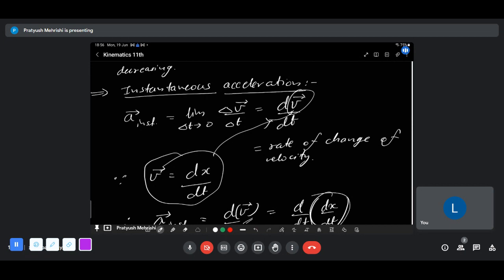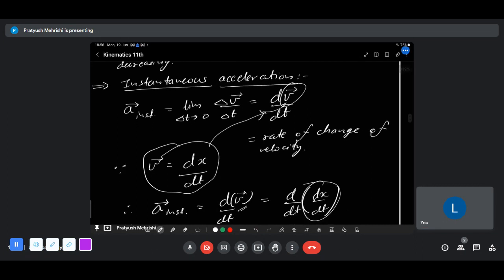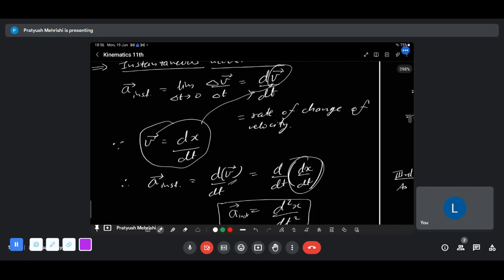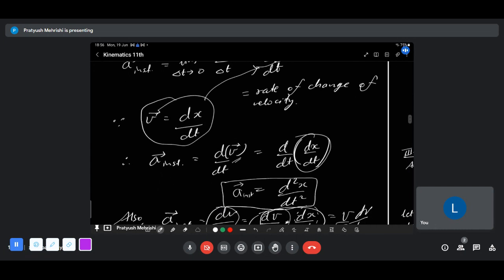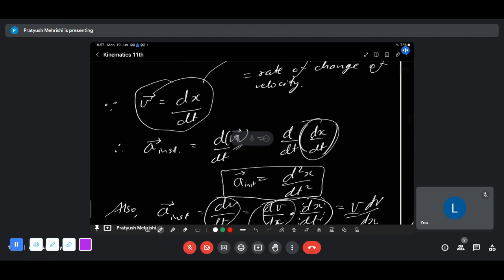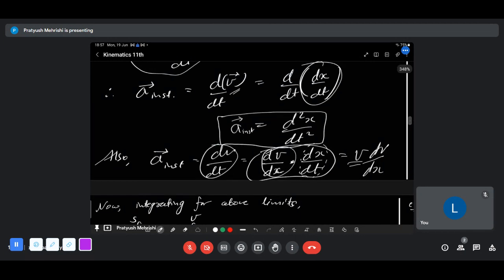Now, here we can use some properties of derivation. Velocity is nothing but the differentiation of displacement, so dv by dt means we need to differentiate the displacement twice. That is called double differentiation, d square x by dt square. We will get the instantaneous acceleration.